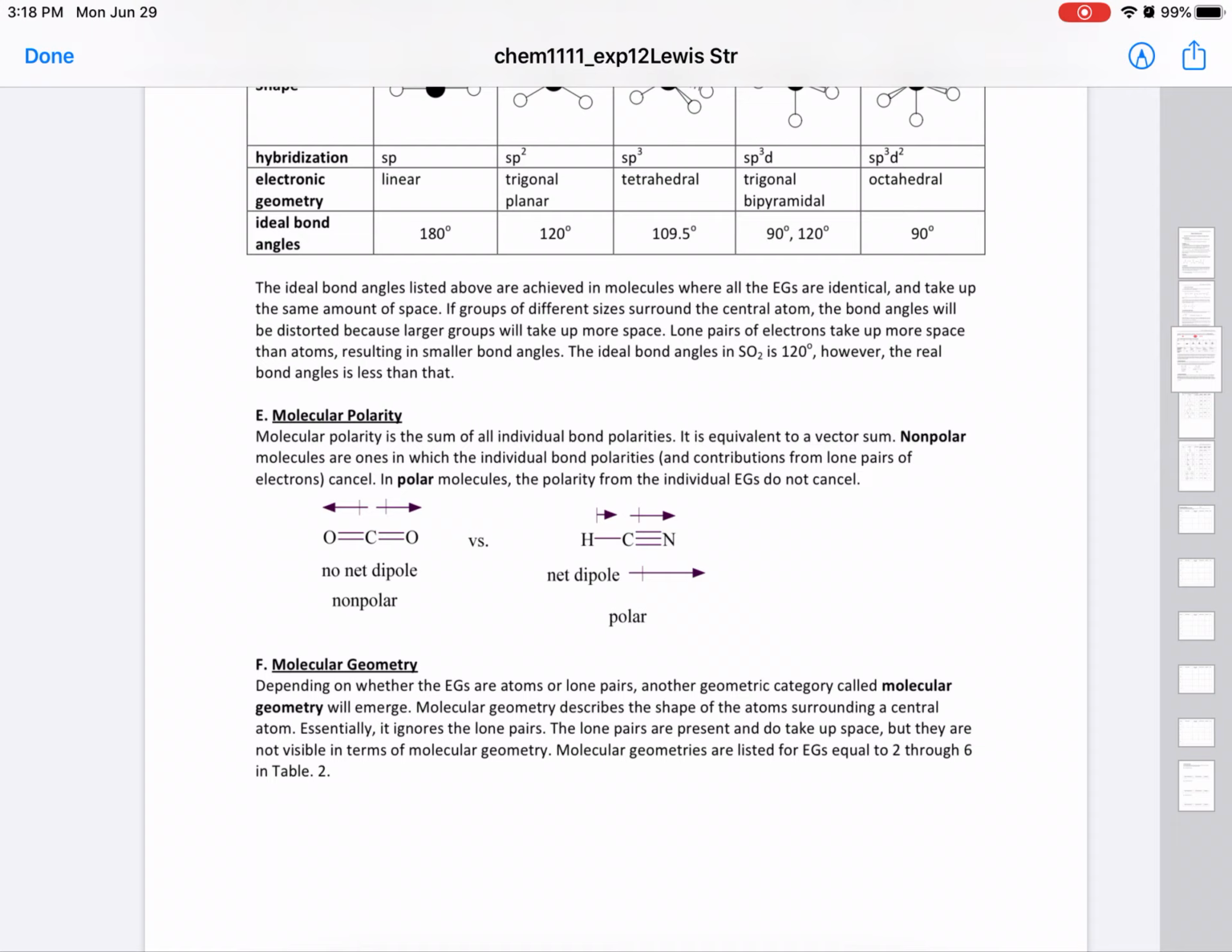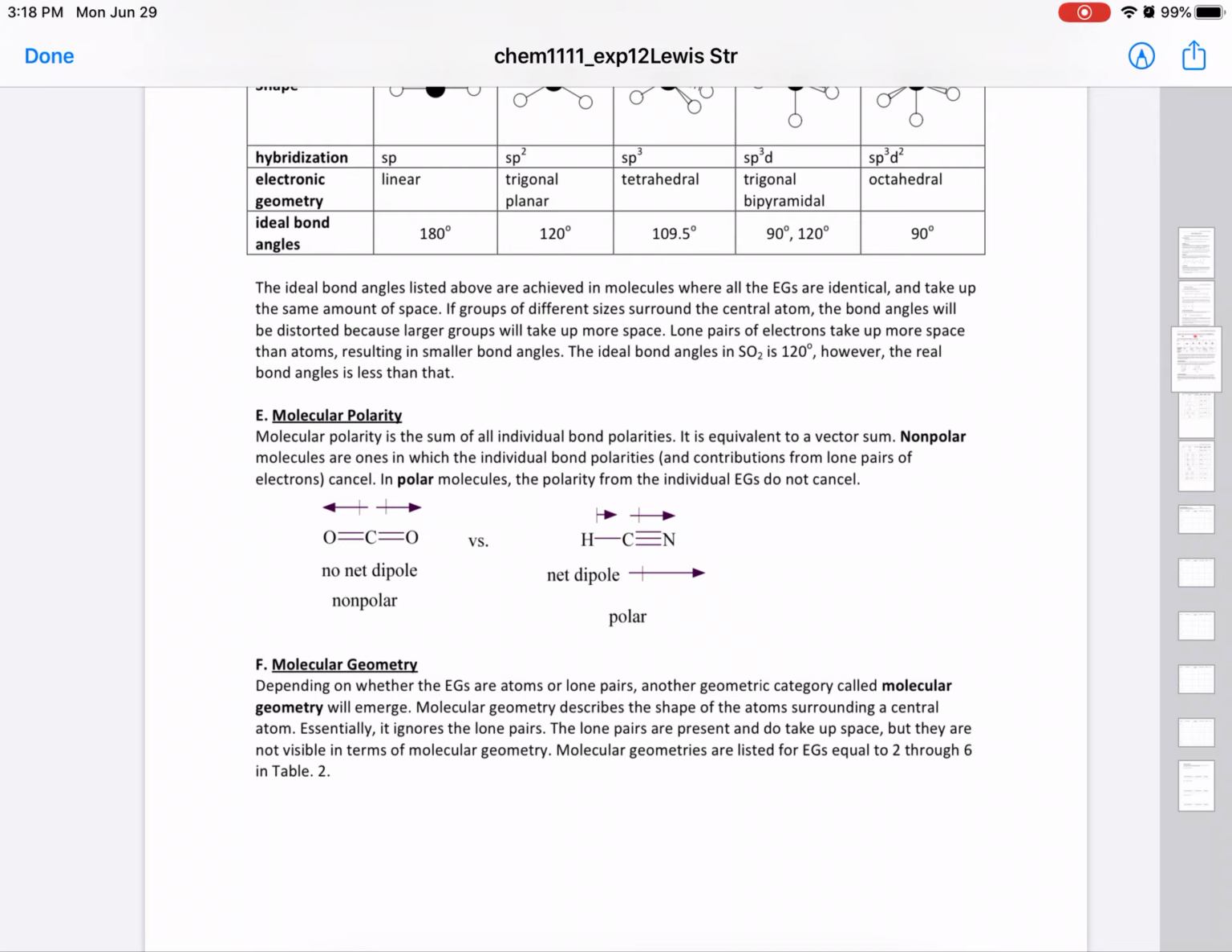And then if you take hydrogen cyanide, nitrogen is more electronegative compared to carbon. So there is a net dipole towards nitrogen. And between hydrogen and carbon, carbon is also more electronegative. So there is a net dipole moment. As a result, the molecule will become polar.